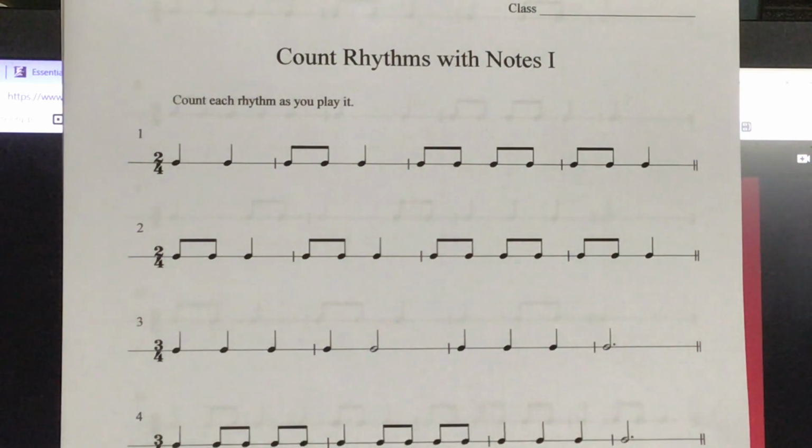We all have an A string or A chord. Let's do number 2 on your A. Ready, go. 1 and 2, 1 and 2, 1 and 2, and 1 and 2. Let's do line 2 again. Ready, go. A. 1 and 2, 1 and 2.